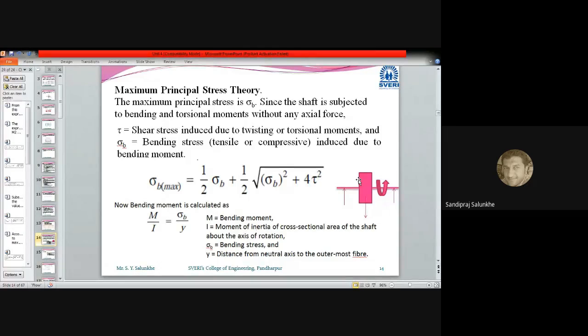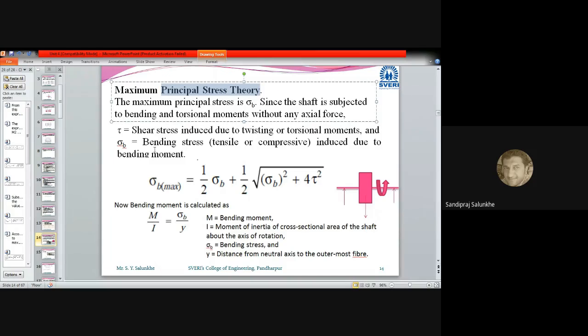Hello. So torsional stress and bending stress. Because of these two stresses, maximum shear and maximum principal stress, these two stresses will get induced. First of all, we will see if the shaft undergoes the maximum principal stress, how the failure is going to occur. So it is known as maximum principal stress theory.